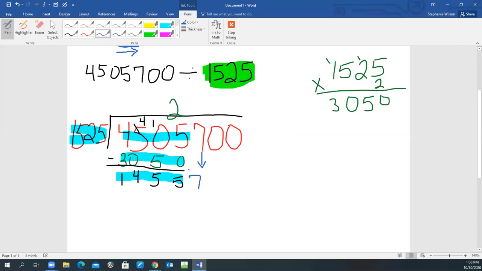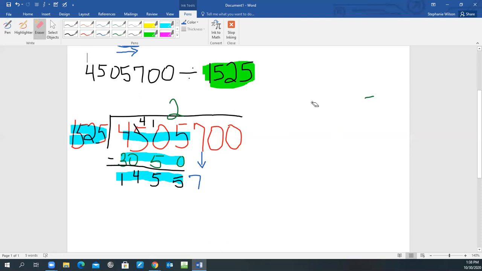Okay, and now we gotta see how many times will 1500, or 1525, go into the 14557, and sometimes we have to play with bigger numbers. So if I multiply it by 10, it's gonna tack on another 0, making it bigger. So let's try one less than 10. Let's try 9. So I'm going to erase this math work over here. All right, so let's try 9.